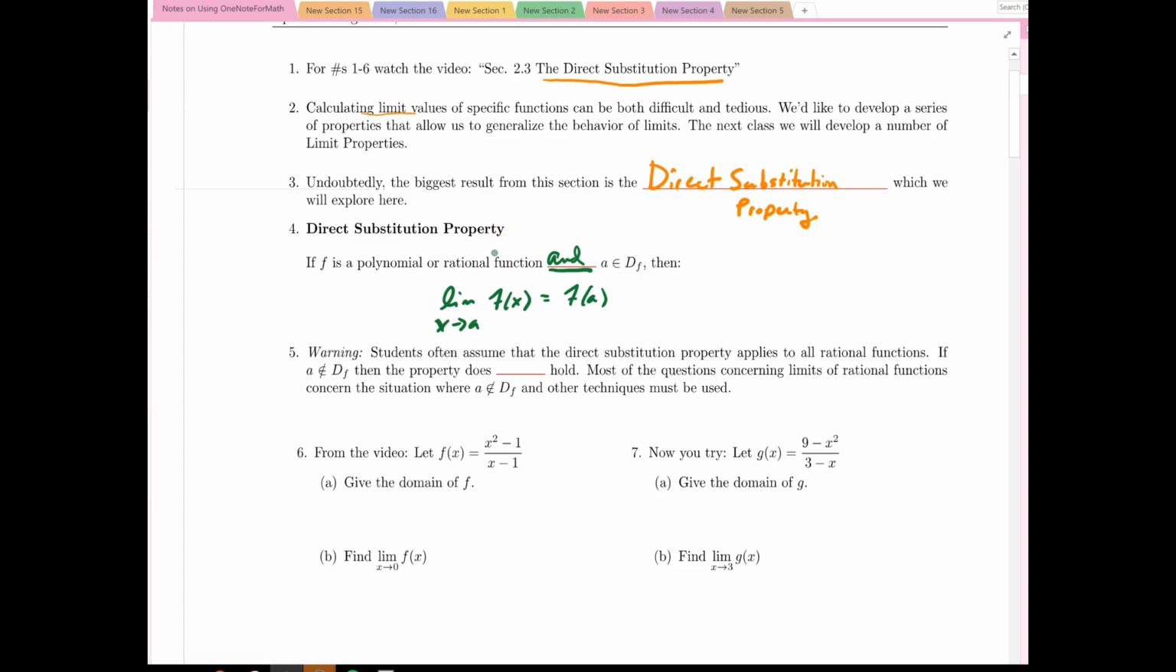Okay. All right, so an important warning, and we're going to get some more practice with this. Students often assume that the direct substitution property applies to all rational functions, and this is not true. Specifically, if a is not in the domain of that rational function, then the property does not hold. Most of the questions, if I'm going to ask a limit question, generally I'm going to be exploring some difficult portion of the function, something where maybe the function's undefined. So for that reason, most of the questions concerning limits of rational functions concern situations where a is not in the domain, and because of that, other techniques need to be used.